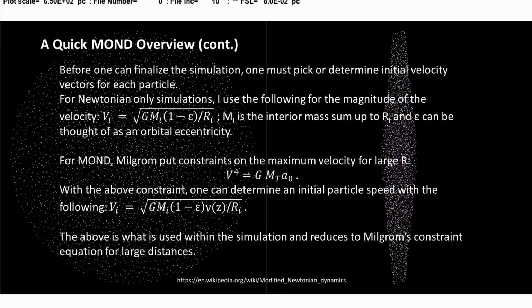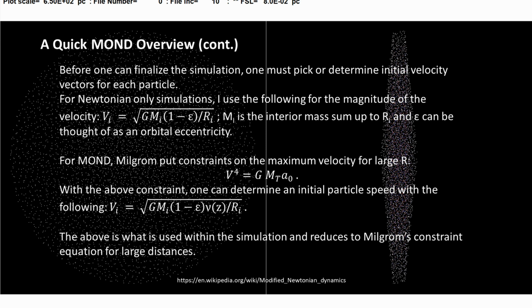For Newtonian-only simulations, I use the following for the magnitude of the velocity. Here G is the universal gravitational constant, M is the interior mass out to that position vector r, and epsilon can be thought of as an eccentricity. For MOND, Milgrom put constraints on the maximum velocity for large r. Here, velocity to the fourth power is a constant equal to G times the total mass times our acceleration constant, a0. With the above constraint, one can determine an initial particle speed with the MOND constraints.